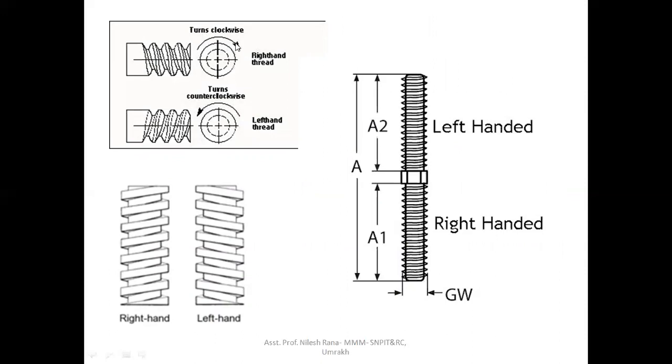If you rotate the nut in the clockwise direction, the nut will go into the screw thread. And if you go for the left-handed thread, the nut will turn anti-clockwise and the nut will go into the thread. Here also you can see the right-handed thread and left-handed thread. You can see the direction of the thread is reversed. Here also you can check the same thing, the left-handed and right-handed.